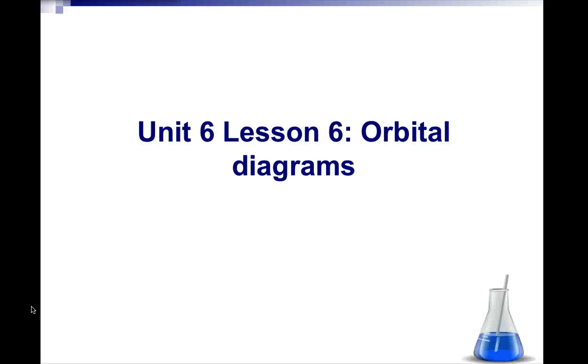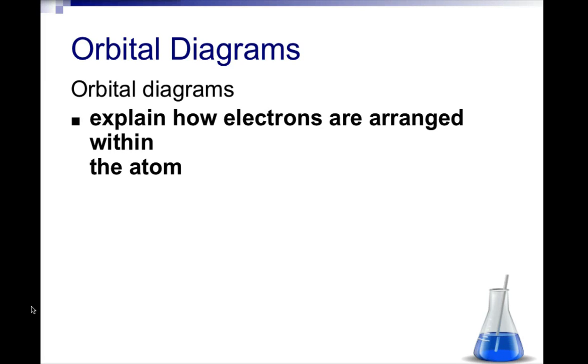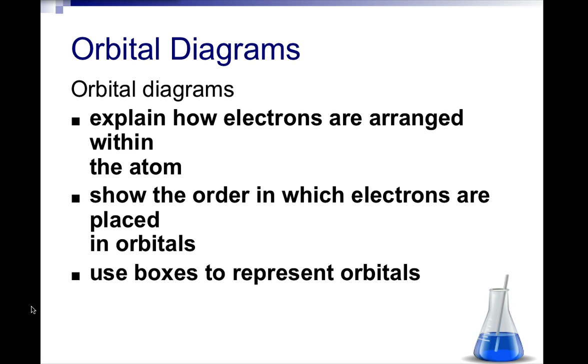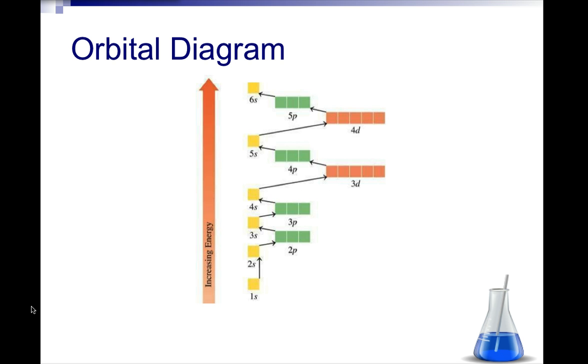Unit 6, Lesson 6, Orbital Diagrams. Orbital diagrams explain how electrons are arranged within the atom. They show the order in which electrons are placed in the orbitals. We will use boxes to represent individual orbitals. We'll use different colors to represent sublevels such as S, P, and D.